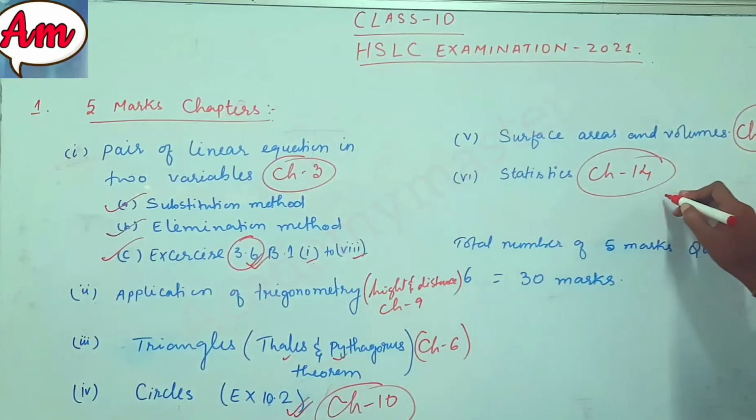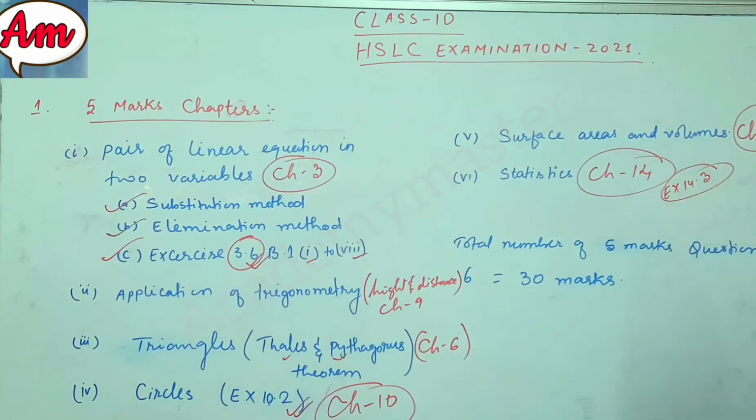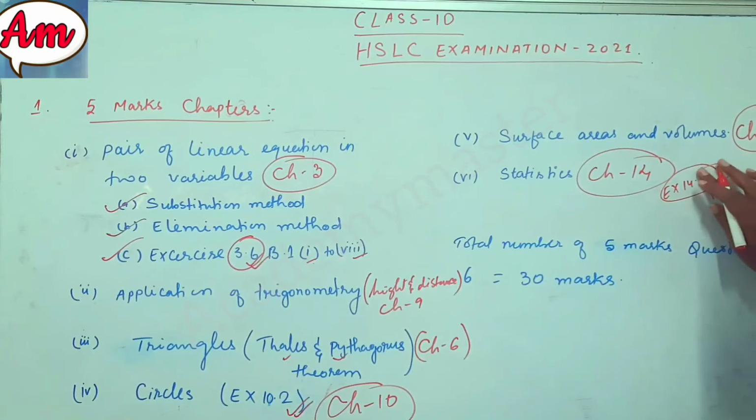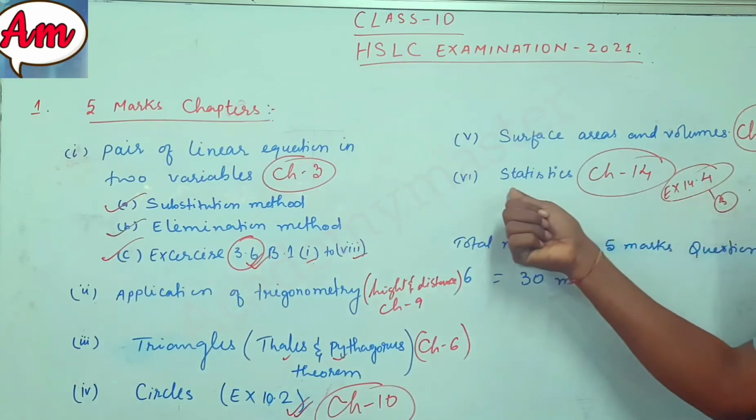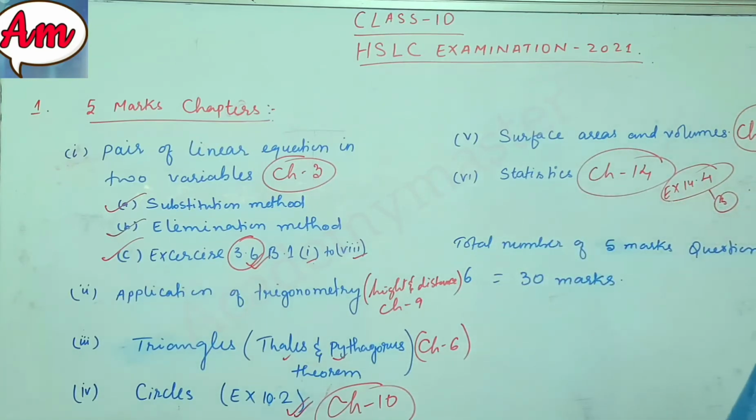But in my opinion, the 5-mark question may be from exercise 14.3 or 14.4, where 3 questions are given in the book. From there you may get one question, or who knows, other exercises are also there. From there also it may come, but according to my opinion, chances are there that from 14.4 one question may be asked for 5 marks. So the statistics chapter also has one 5-mark question that will be asked.